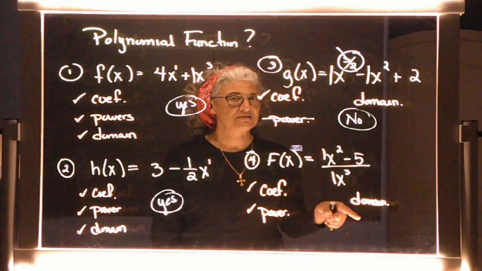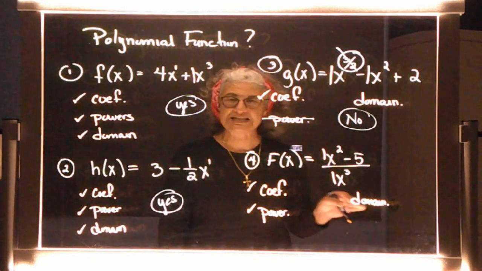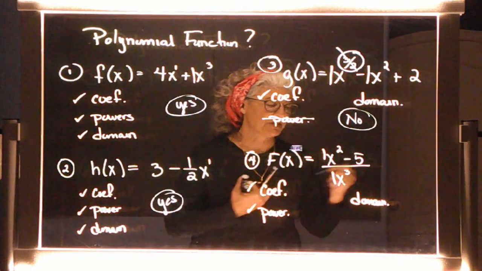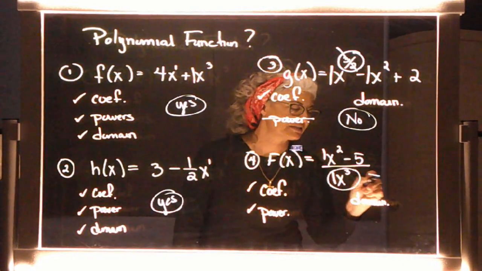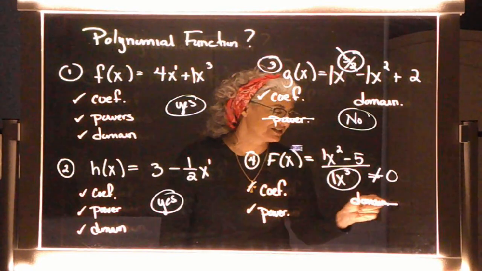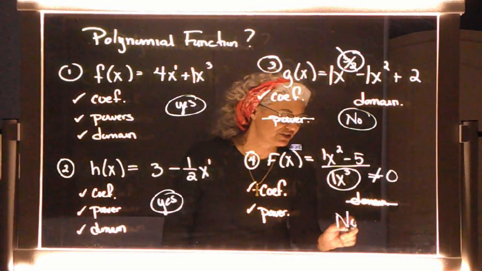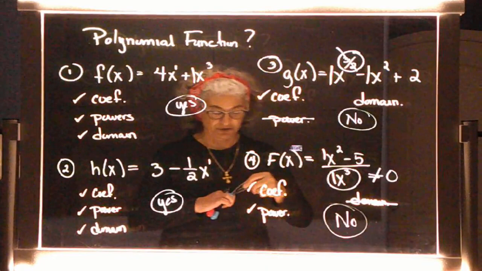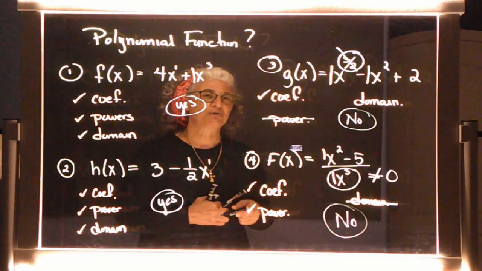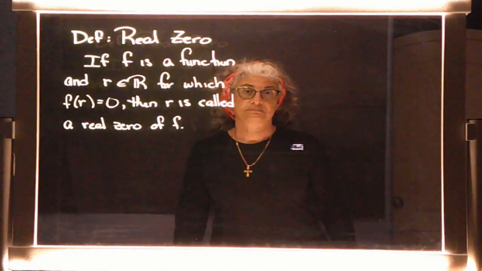Lastly, the domain. Is the domain all real numbers? Can I use any number I want? Yeah, no, this one failed. Because this guy in the denominator says can't be equal to 0, which means my domain is not intact. Which means this is a no. This is not a polynomial function. Are you with me? Cool. Hang in there. Be right back.